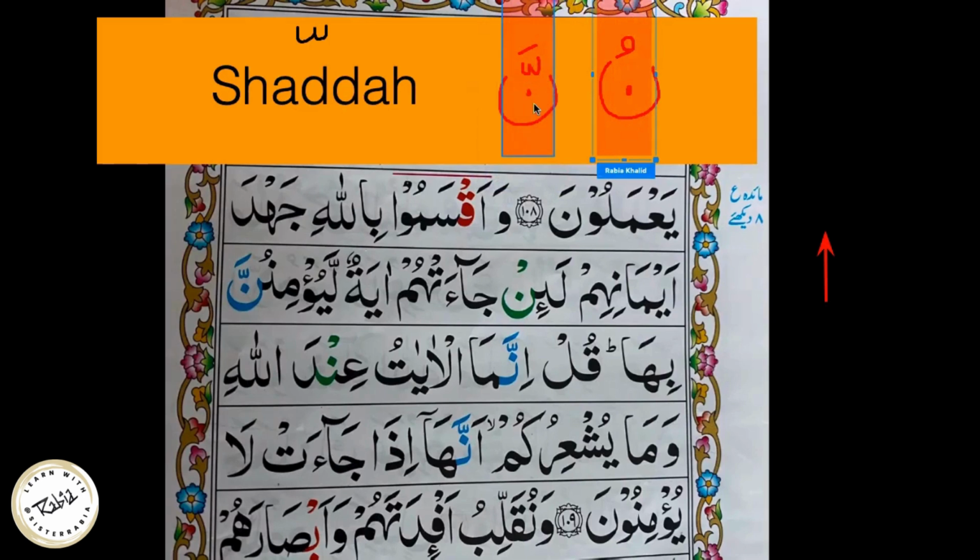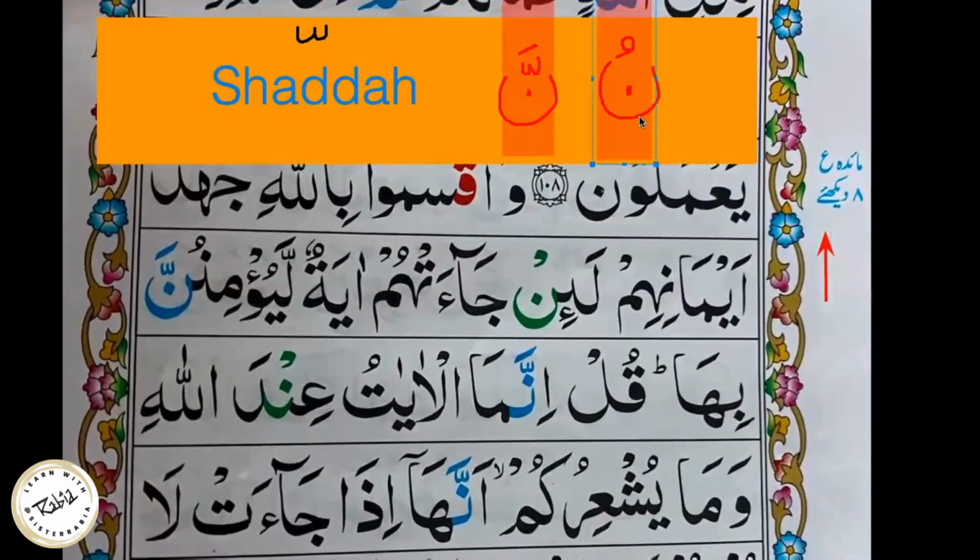If this noon has the shadda, we will go over this noon double times. Nun na. Whoever has the shadda is going to be used double times. First, nun, that's the first time. Na, that's the second time. Okay, let's go see some examples here.